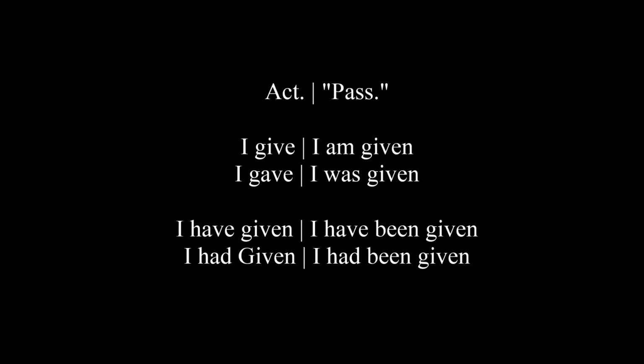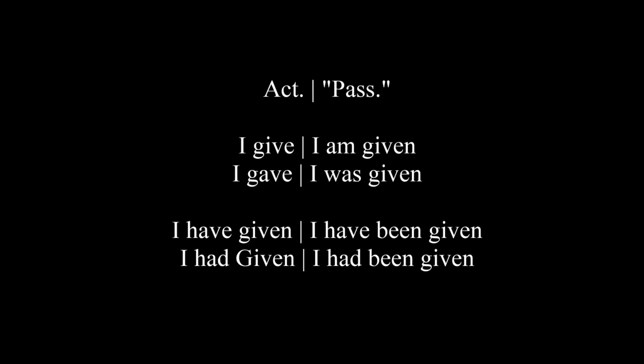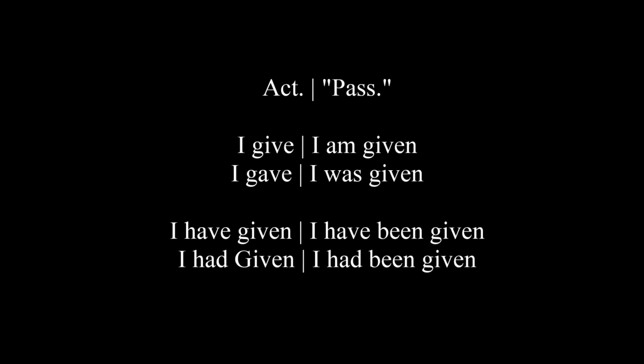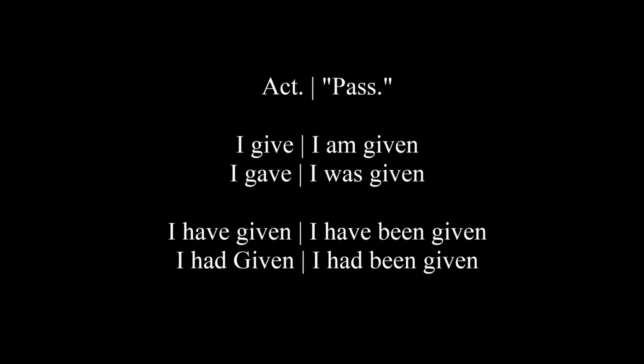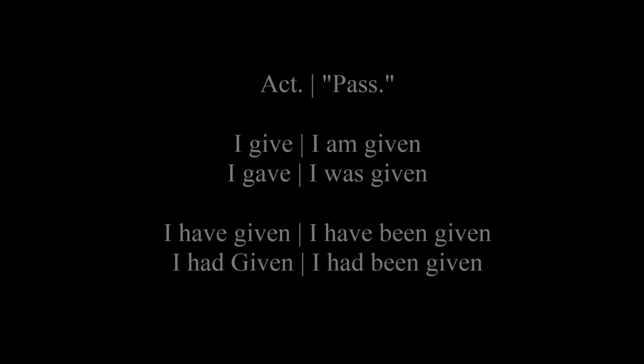The perfect aspect, I have given. In English, the present of the perfect aspect can actually have other things going on besides the resultive, but we're going to pretend it's just resultive. I have given. And then I had given. And then we have the passive forms, quote unquote, I am given, I was given, I have been given, I had been given.